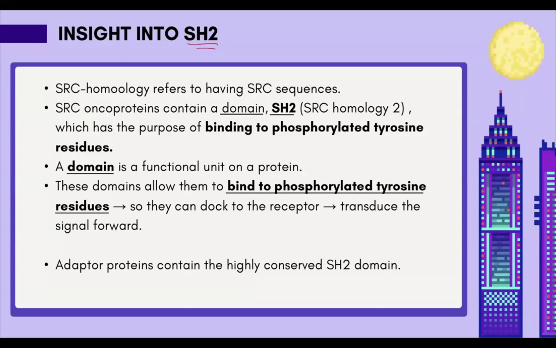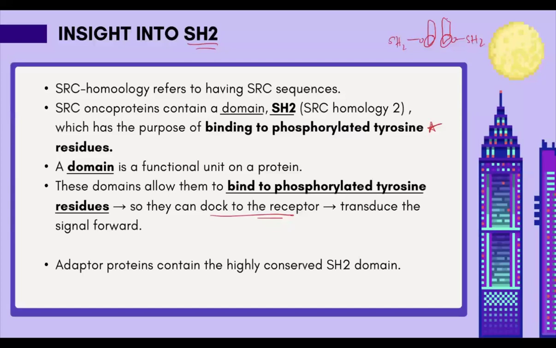What it does is its main function is binding to phosphorylated tyrosine residues. So receptors are proteins, right? And they are made of amino acid chains. And part of it will have the tyrosine amino acid. And once this amino acid is phosphorylated, SH2 can bind to it. And that's its function. So whatever protein contains the SH2 domain, they can then bind to the phosphorylated tyrosine residues, and they can just dock to it. So that's what the function of this domain is in any protein that has this domain.